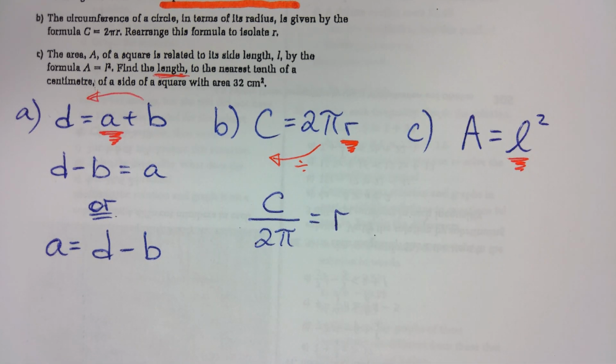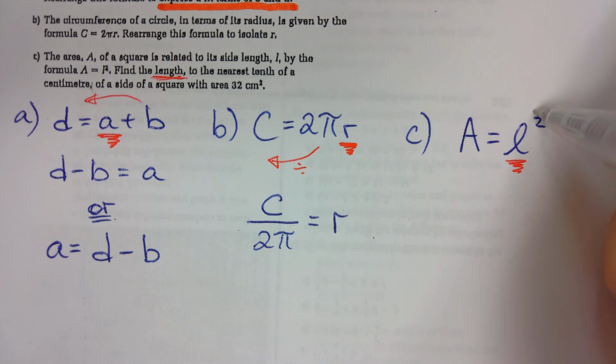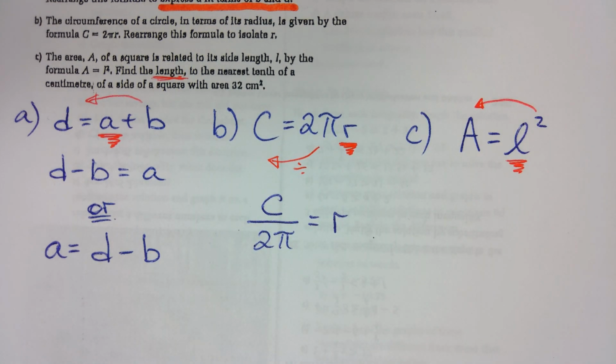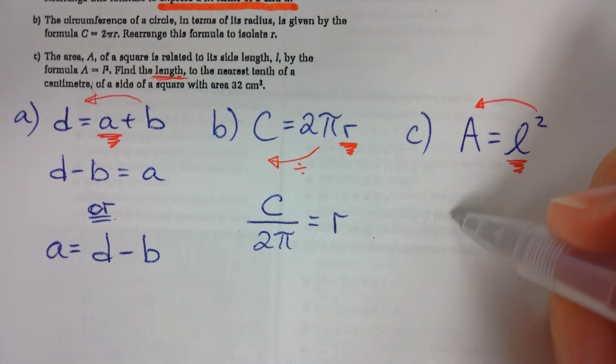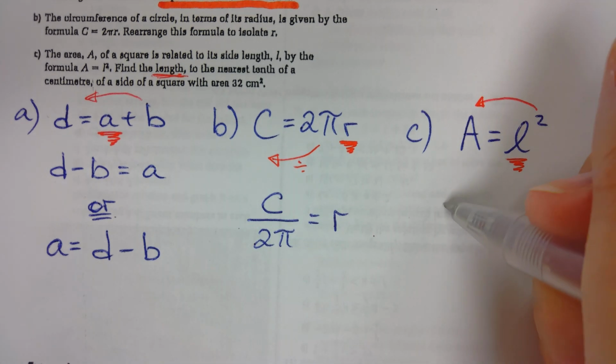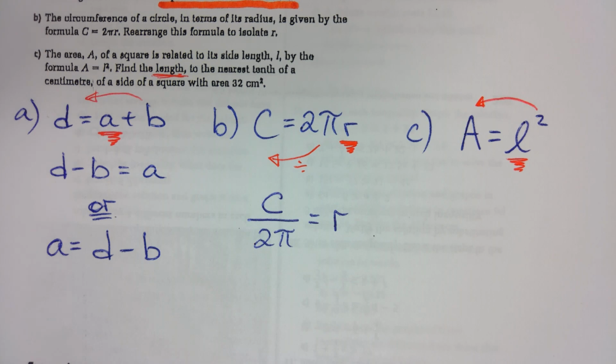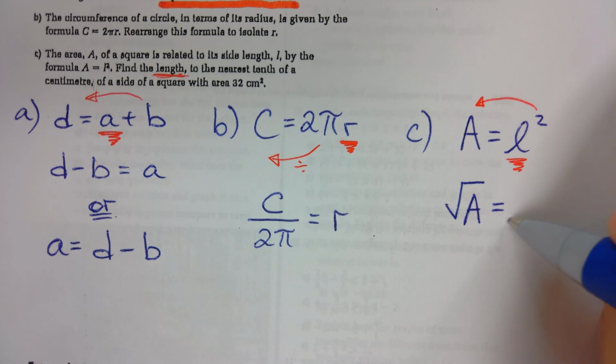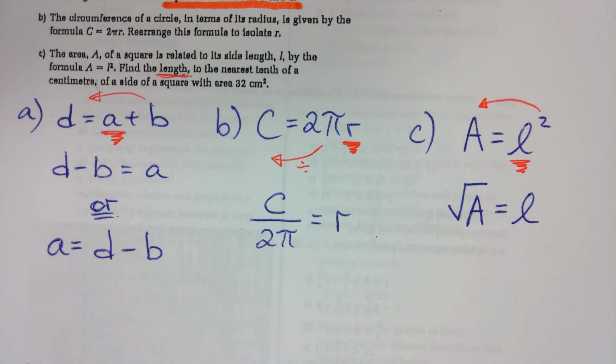Yeah, I have to get rid of that square. And what is the opposite of square? Square root. That's right. Okay. Since you guys are my gifted class, okay, is this correct?